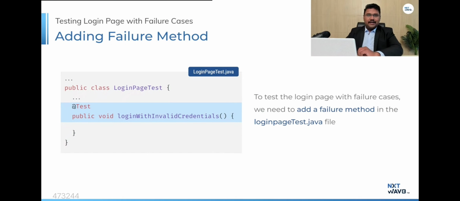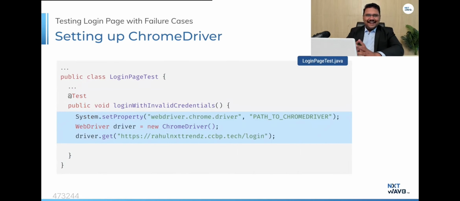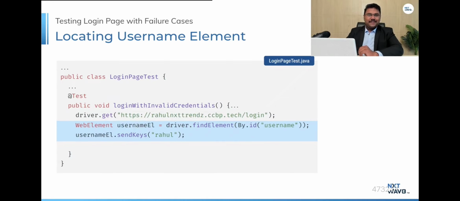Okay, let's get back. Similarly, to test the login page with failure cases, we will need to add a failure method in the login page test Java file, right? And as for every case, we'll add the @test annotation here as well. Let's say we call this particular test case login with invalid credentials. Inside this, the test scenario steps will still be the same, right? We'll first define the location of the Chrome driver for the specific scope of this particular test case, and then we'll ask our Chrome driver to navigate to the required web page. In this case, it's the login page, right?